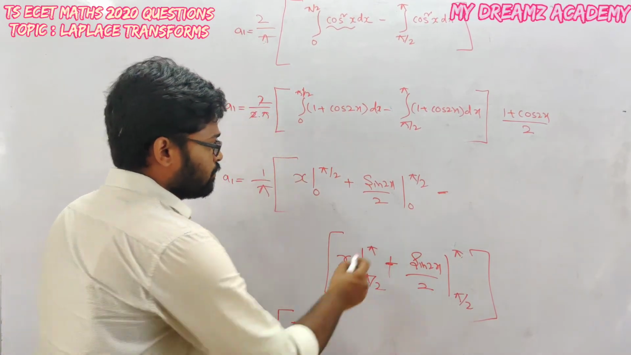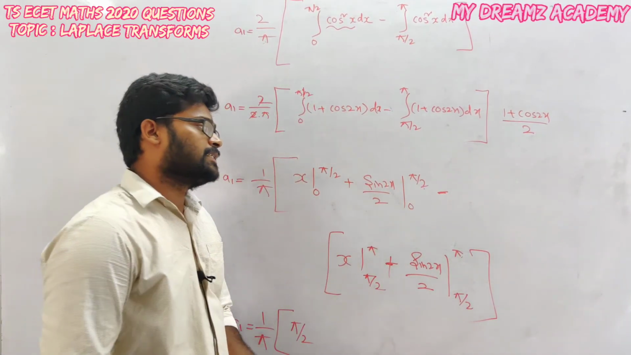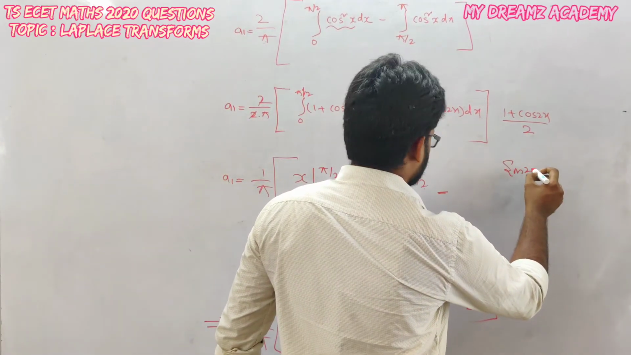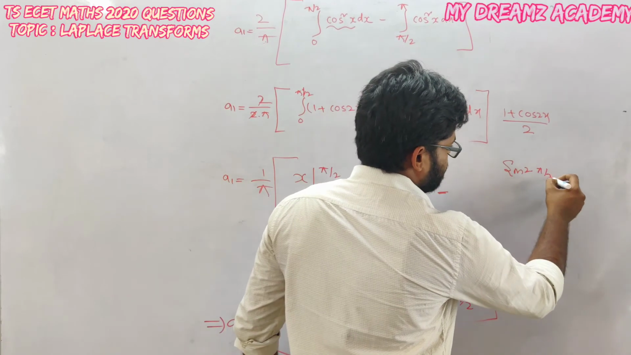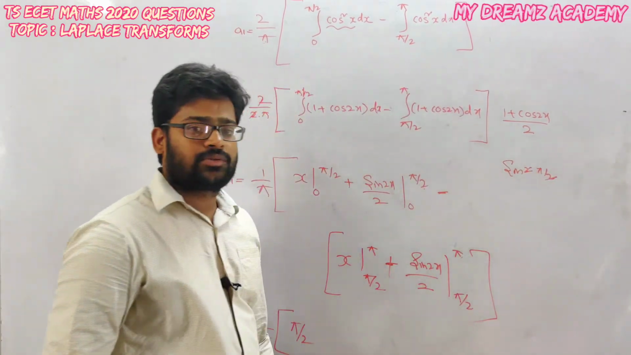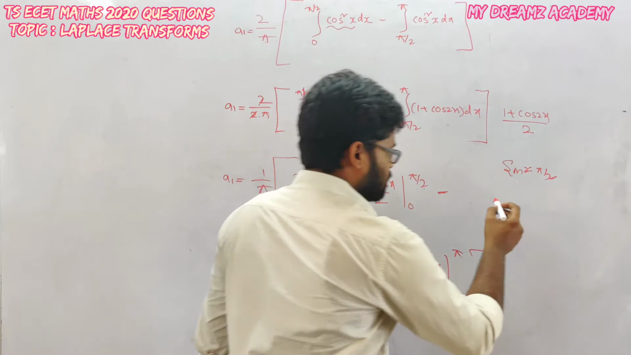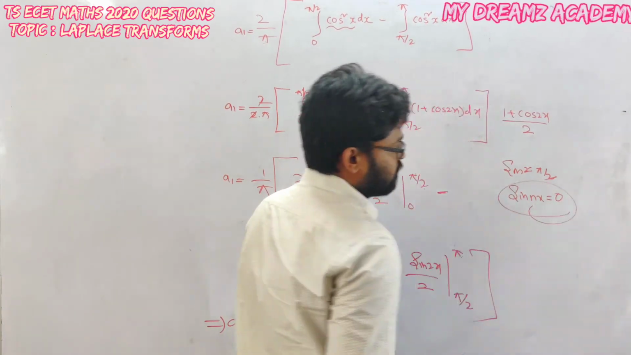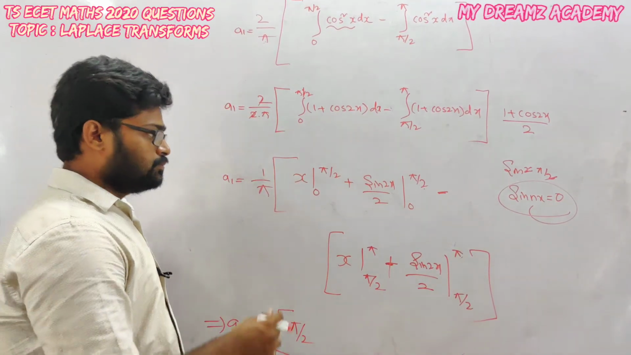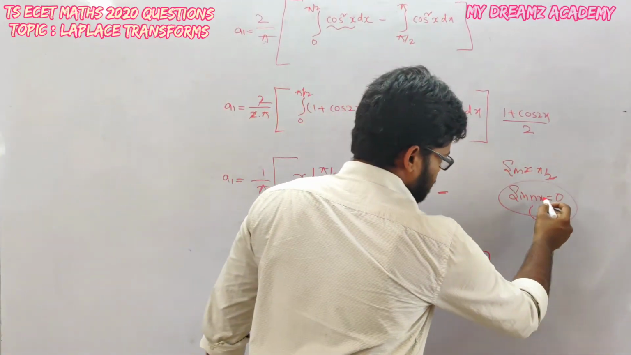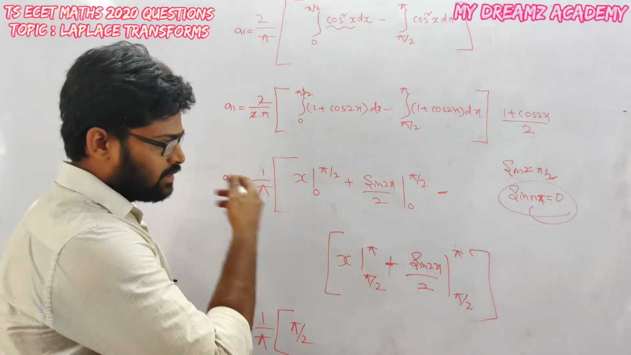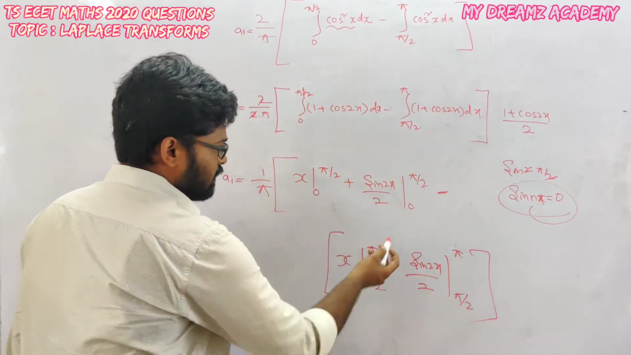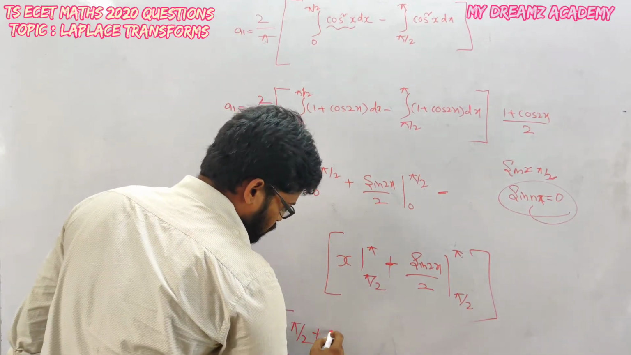Pi by 2, and sin 2x: sin 2 into pi by 2, the 2 cancels, so sin pi. Sin pi value is 0, because we know the formula that sin n pi is equal to 0 for any value of n. Now substitute this, it becomes 0, and sin 0 is also 0. So the total term is 0.